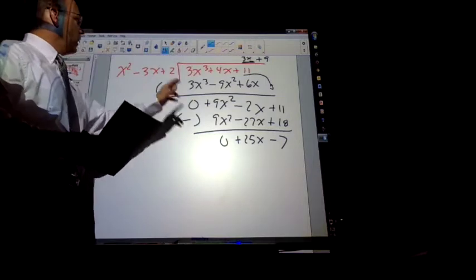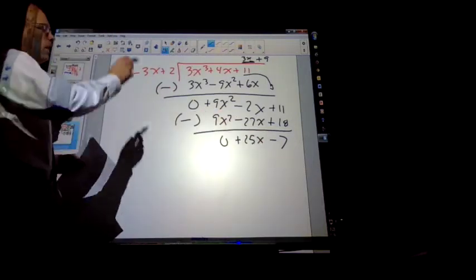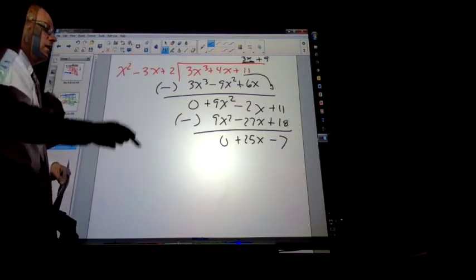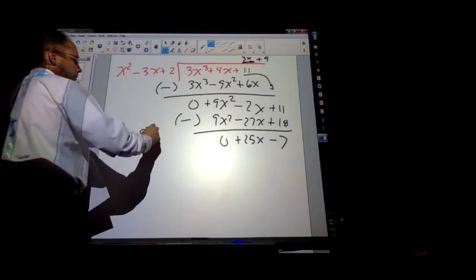Is there anything I can multiply times x squared to get 25x? And the answer is no. So the answer is 3x plus 9 with a remainder of 25x minus 7. Or you could write this as your answer.